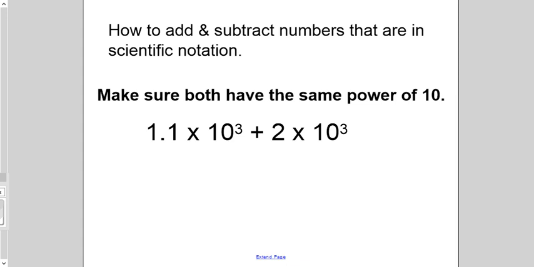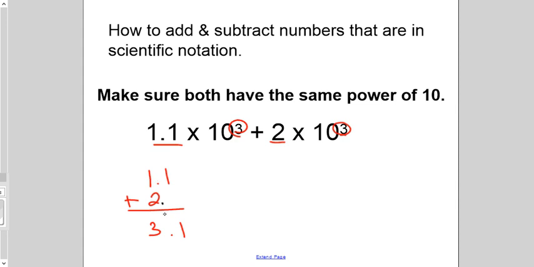Now, the number one rule is before you can add numbers that are both in scientific notation, make sure they have the same power of 10. So they both have the third power, so we're good to go. That means that I can literally add the two front numbers together, the 1.1 and the 2. So 1.1 plus 2 is 3.1. Quick little review of elementary math.